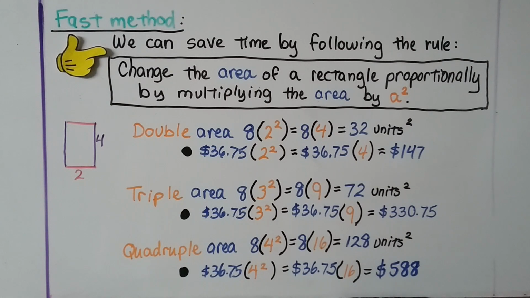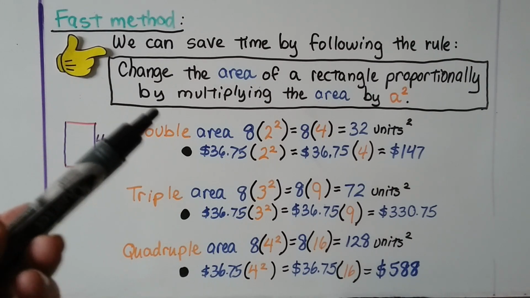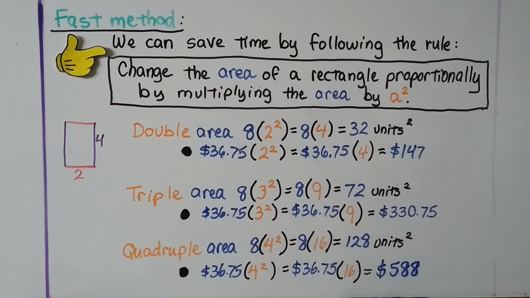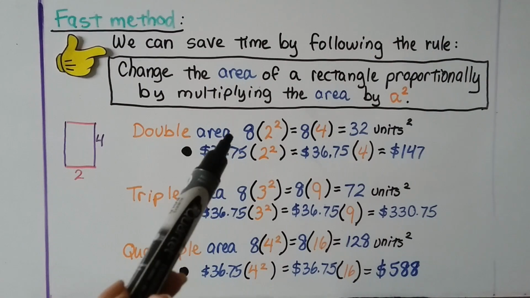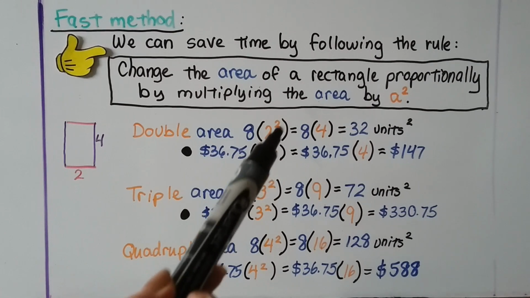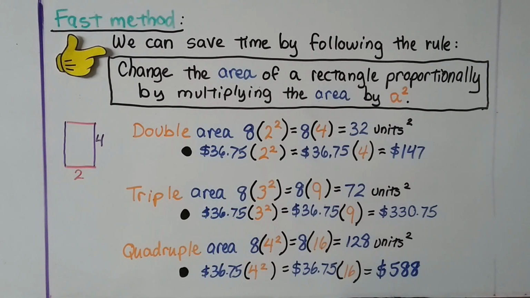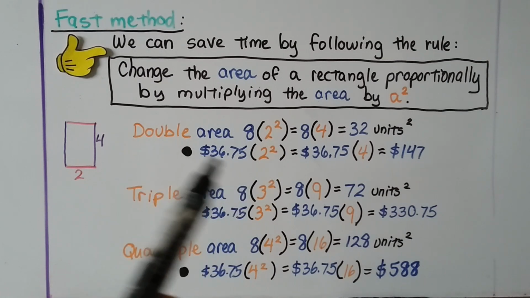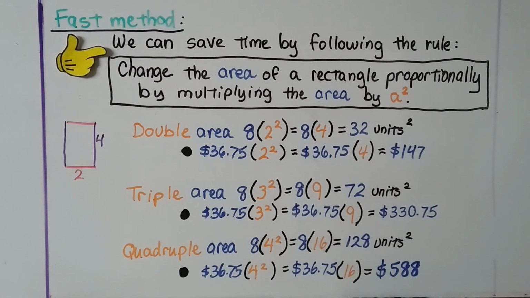So here's the fast way to do it. We can save time by following the rule that we had previously in the video. We can change the area of a rectangle proportionally by multiplying the area by a squared. We change it by a factor of a squared. So if we've got a 2 by 4 rectangle, we can double the area. Double means 2. We just multiply that area of 8 by 2 squared. That's 8 times 4. That's 32 inches squared. We can also, because that's based on the area, take the $36.75 and multiply it by 2 squared to double it. We get $147. Much quicker.